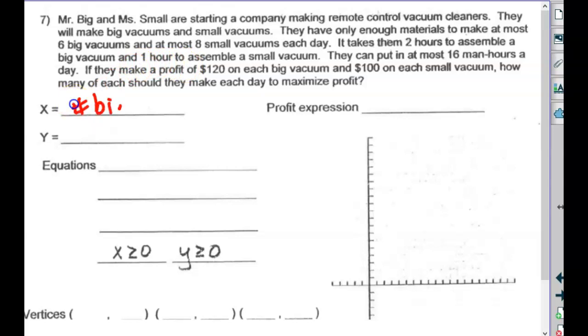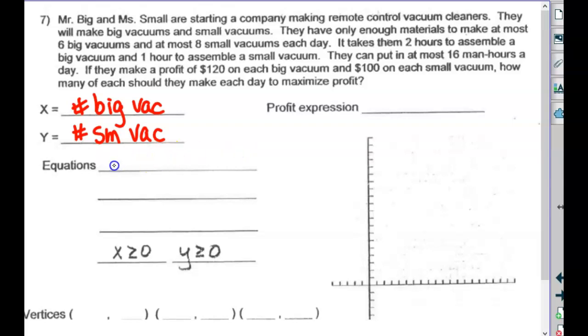Number of big vacuums. And number of small vacuums. Okay. They have only enough materials to make at most 6 big vacuums and at most 8 small vacuums each day. That's actually 2 equations right there.